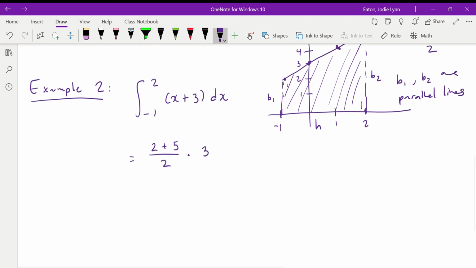So 7 divided by 2 is 3.5, and 3.5 times 3 is 10.5.